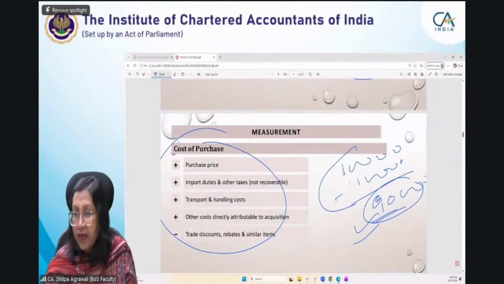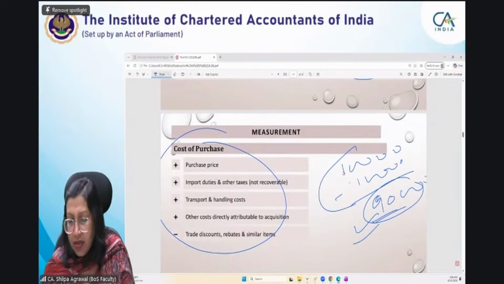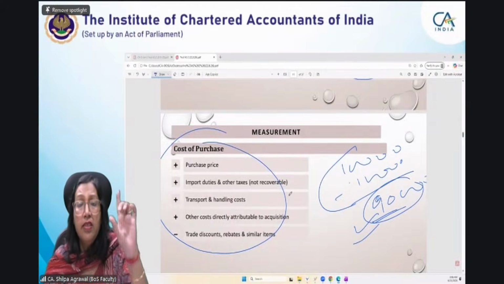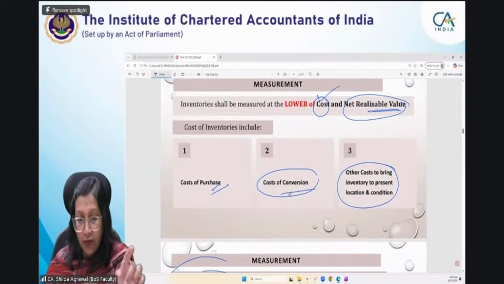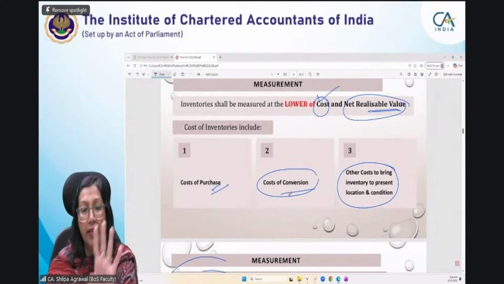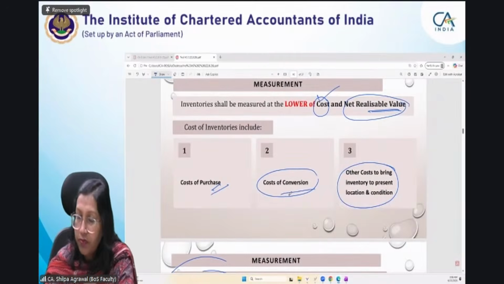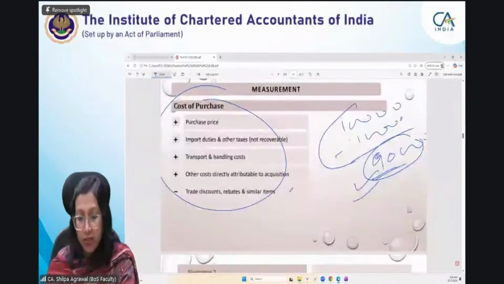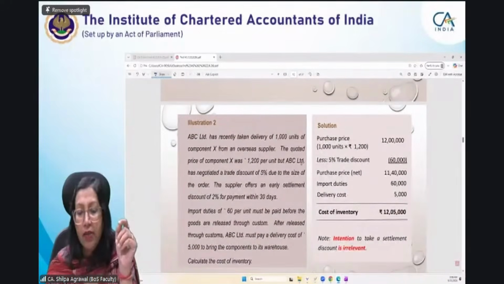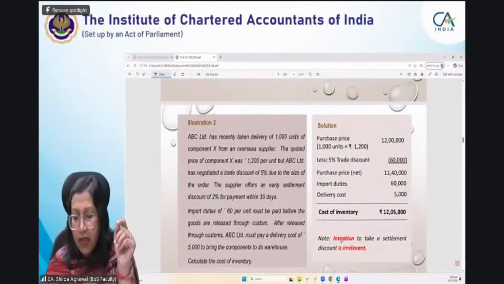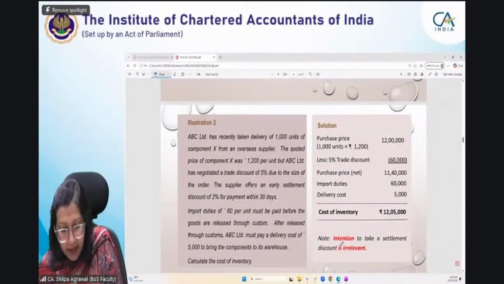This we have studied in our 11th class also. If you think about it, you can recall. So this is the first element of our cost of inventory. For determining the cost of inventory, there are three elements: cost of purchase, cost of conversion, and other cost. We have completed cost of purchase. Moving to cost of conversion. Before that, first let us take one illustration, illustration two. I already have a solution here, so let me move to another slide where we can deal with this.